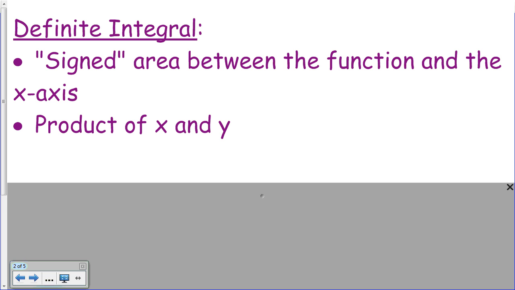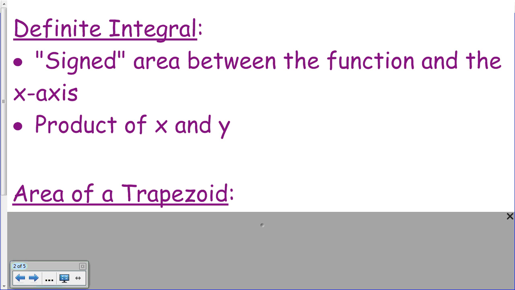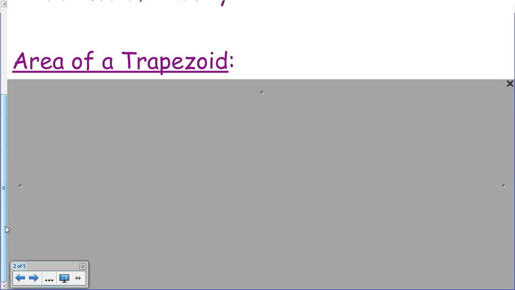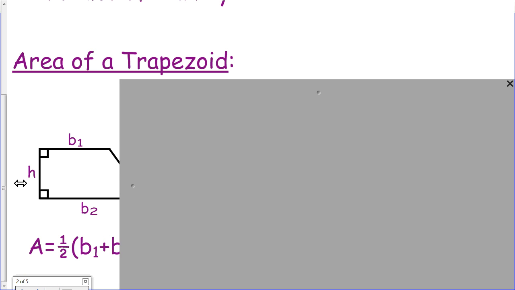Now the objective explained the technique we were going to use here, and the technique that we're going to use this time to approximate the definite integral is by finding the area of trapezoids. And so we've got to refresh our memory here perhaps a little bit about the area of a trapezoid. So let's do that here real quick.